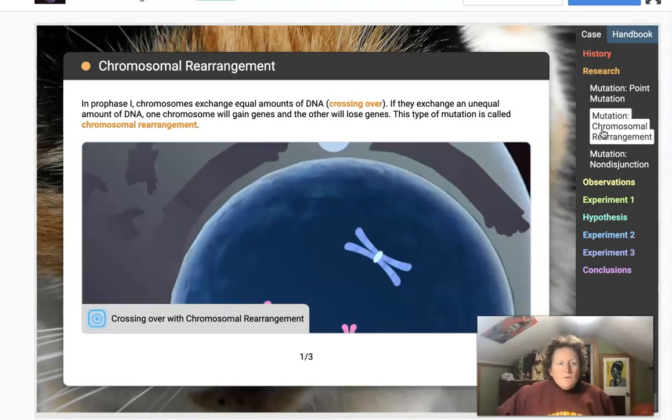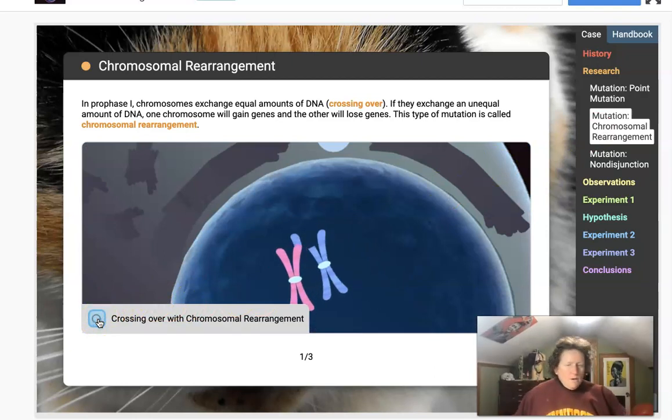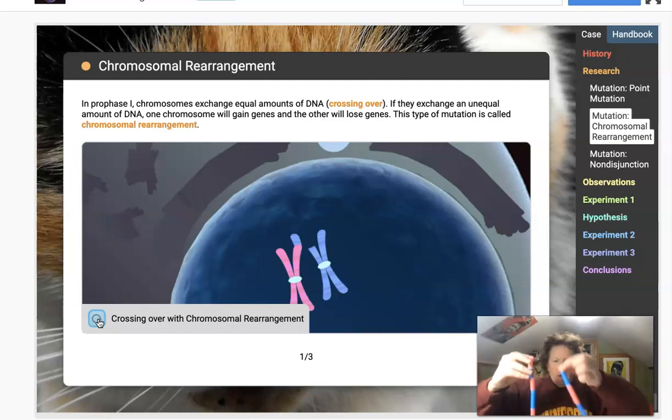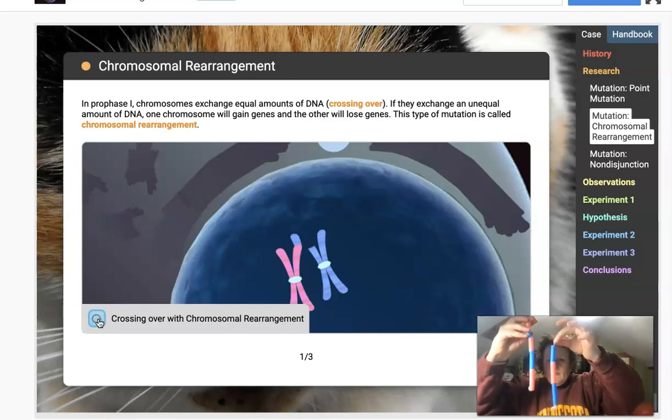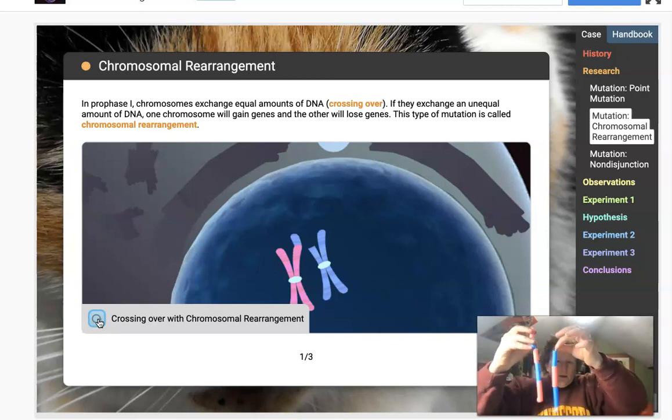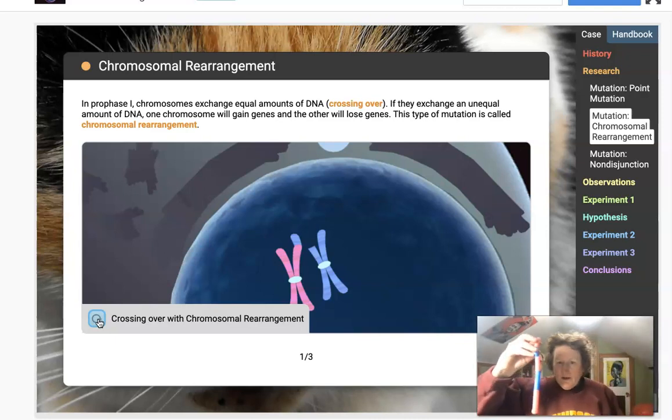There's another mutation called chromosomal rearrangement. Let's watch this. A chromosome does crossover with another chromosome and loses part of itself. So we can look at these two chromosomes. They're crossing over, and part of one chromosome gets stuck to the other, so there's an extra piece. And this chromosome kind of gets gypped. It doesn't have as much DNA. It's shorter. That's called chromosomal rearrangement, when you have this extra little piece.